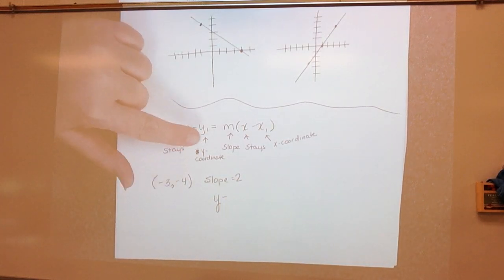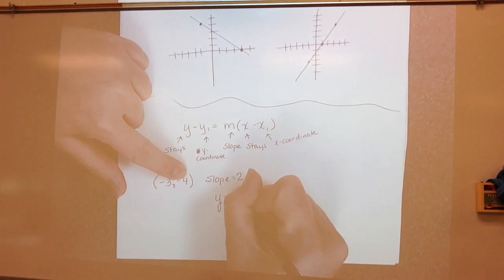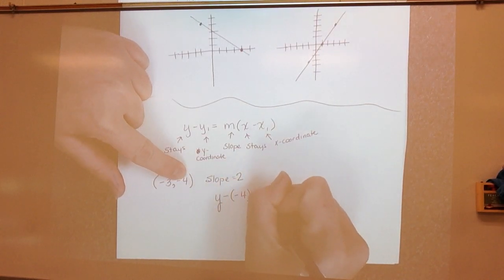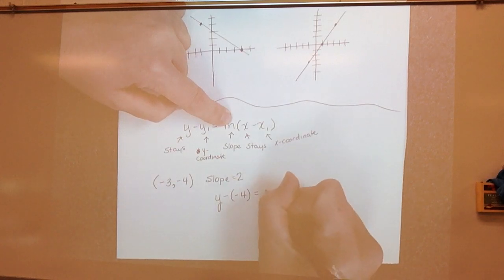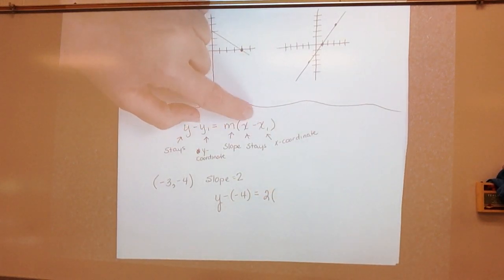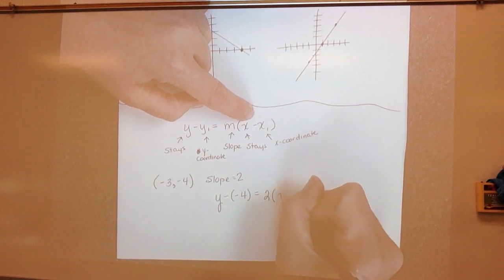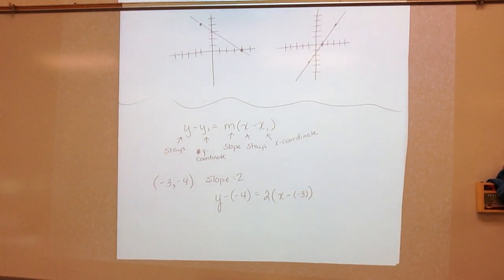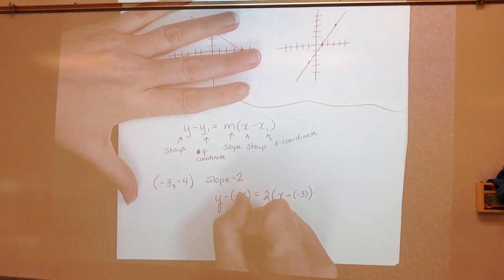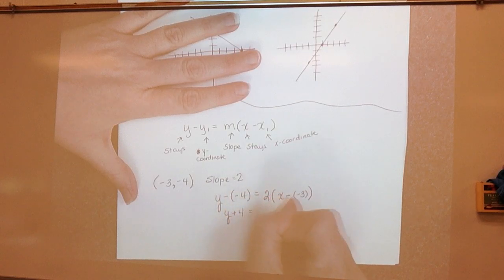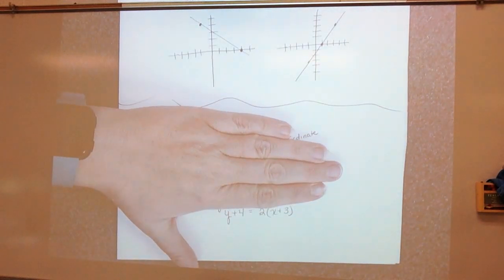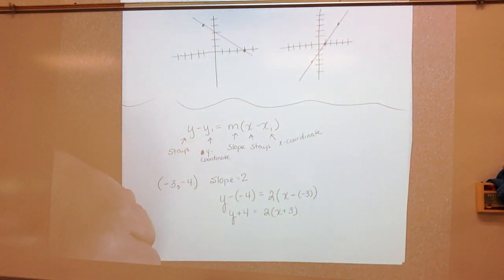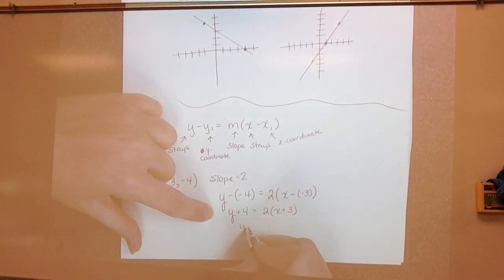I want to put in my y coordinates. So y minus -4 is equal to my slope times my x stays minus my x coordinates. Now I'm going to clean this up. So y plus 4 is equal to 2 times x plus 3. I can leave it this way, but most of the time we go ahead and use that distributive property. Y plus 4 is equal to 2x plus 6.